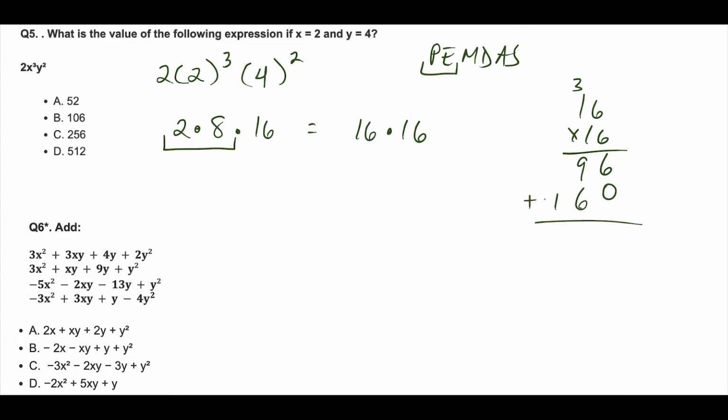So now just add these numbers up. You have 6 plus 0 is 6. 9 plus 6 is 15, so we carry the 1, and we got 1 plus 1 is 2. So the answer to question 5 is going to be choice C.